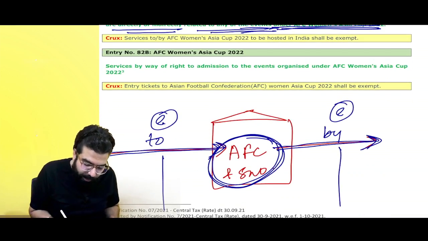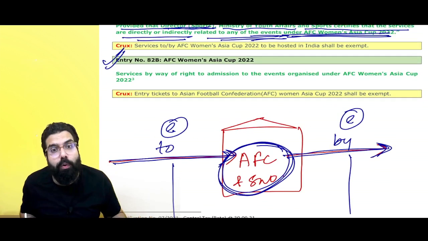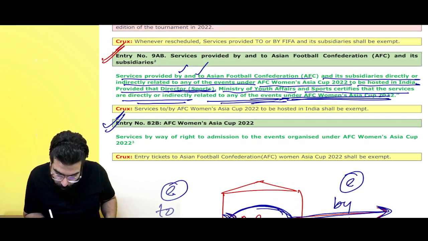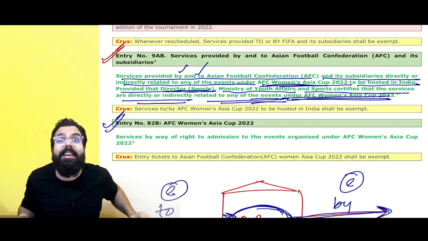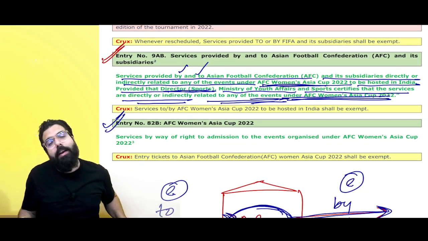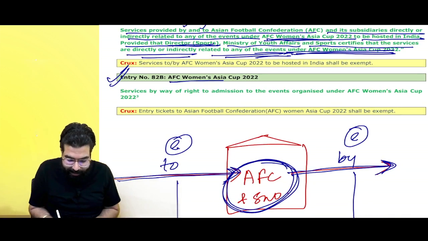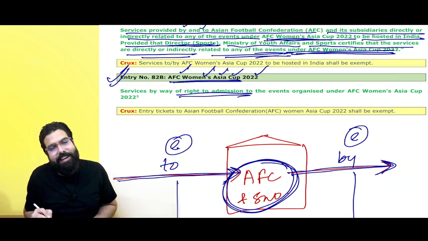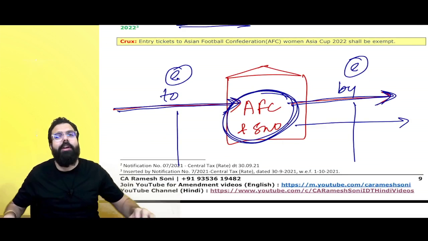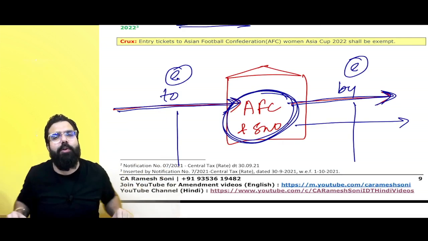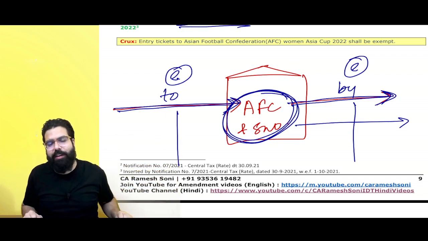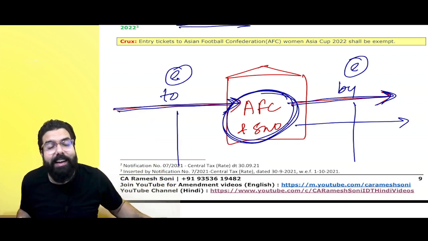Done, sir. Next, this AFC Women's Asia Cup will happen. Now, when entry tickets are sold by them, there is also no GST on entry tickets. They are saying for the AFC Women's Asia Cup 2022, when entry tickets, meaning the right to admission, are sold, even if the ticket is 1,000, 10,000, or 20,000 rupees, there shall be no GST. Number one, if anyone provides service to AFC, no GST. If they provide any service, no GST. If AFC sells entry tickets, no GST.